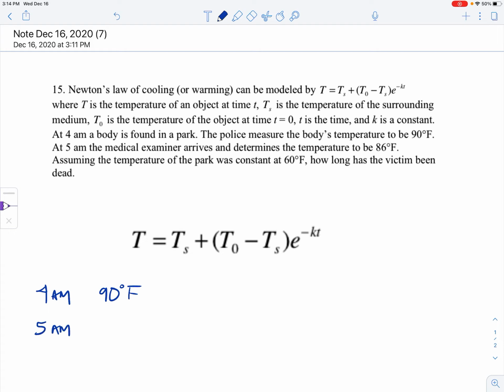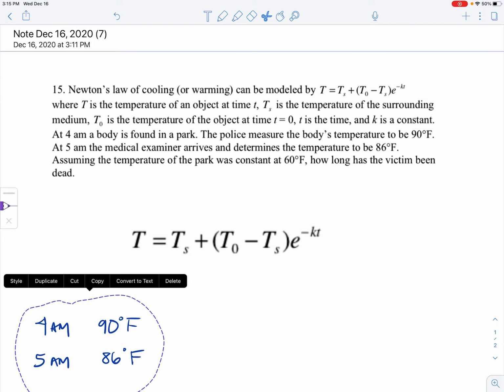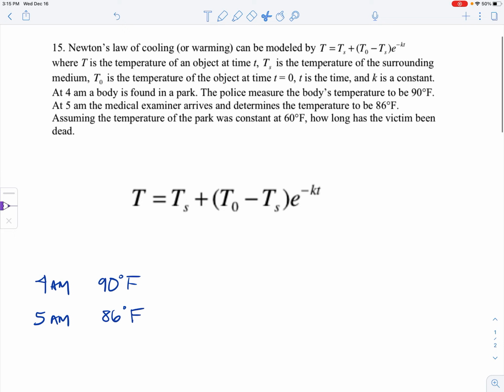At 5 a.m., the medical examiner arrives and determines the temperature to be 86 degrees Fahrenheit. So an hour later, the body's temperature is 86 degrees Fahrenheit. So the body's cooling off, right? Which makes sense. Now, one piece of information that I did not include in this problem, and I'm finding is apparently not common knowledge, at least amongst teenagers, is that the average body temperature of somebody that is alive and does not have a fever is 98.6 degrees Fahrenheit.